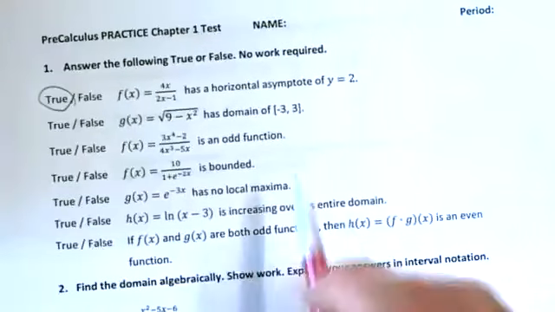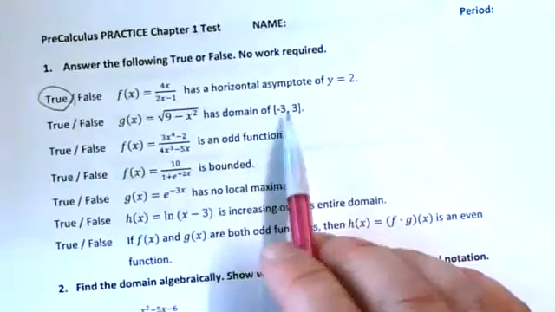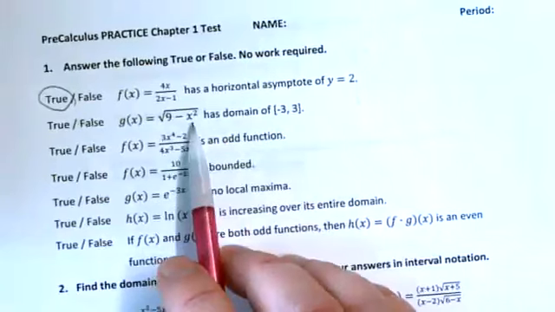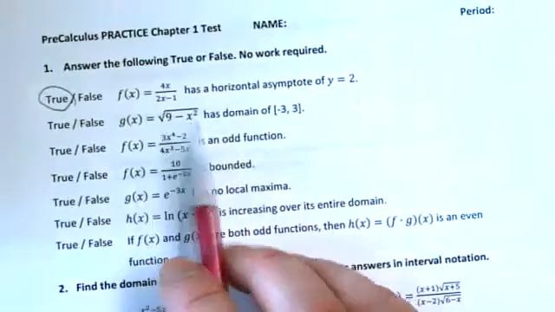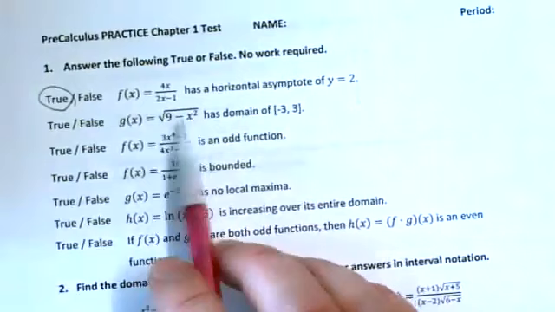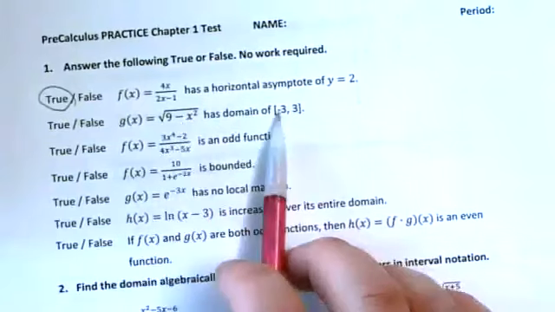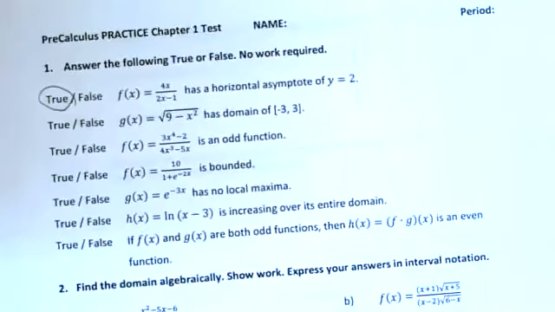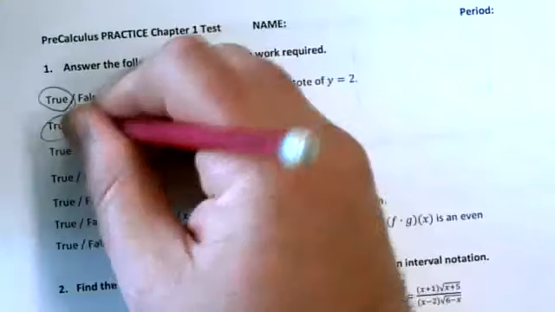The question is, would they be brackets? Could I put -3 in here and make this still work? If I plug -3 in for x, I'd have 9 minus 9, which would be 0. I'm allowed to take the square root of 0, so -3 works, and 3 would work also. This is going to be true.